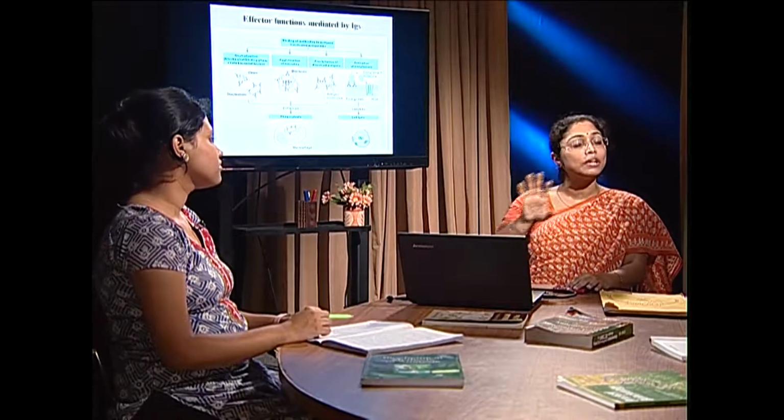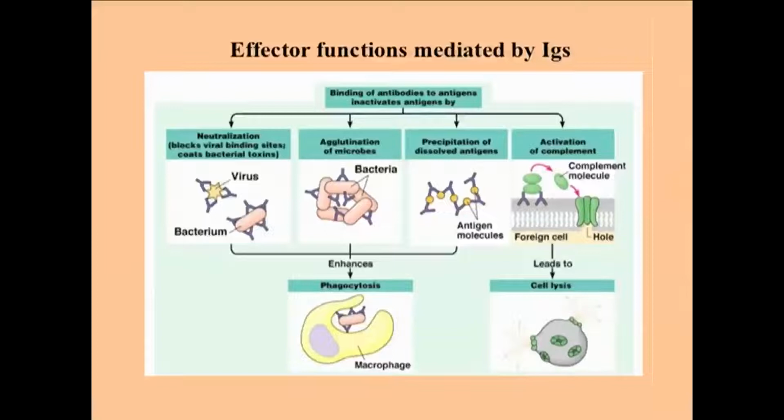Now, I will tell you about the effector functions mediated by immunoglobulin molecules. Binding of antigen to an immunoglobulin means nothing. As an immunoglobulin binds to an antigen, a complex is formed called immune complex. The immune complex must be removed from the system. Now, immunoglobulins can function in a number of ways.